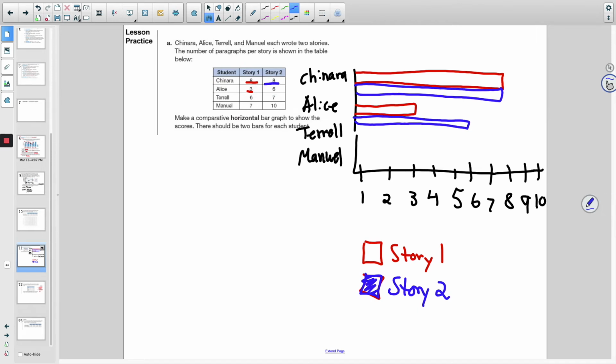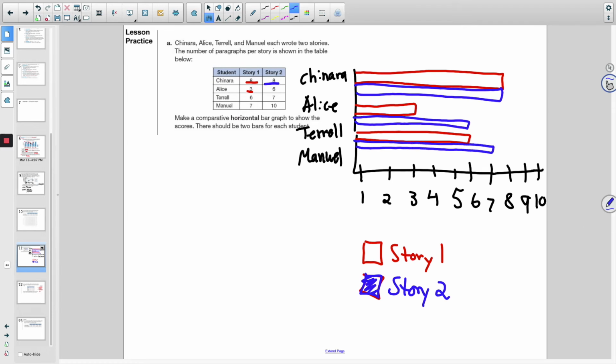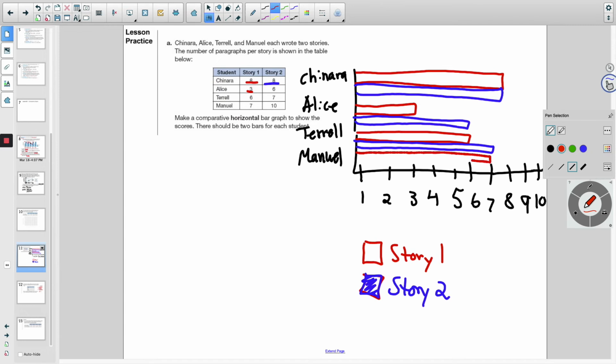And then Terrell, story 1, he had 6, so I'm gonna have his double bar graph go up to 6. Story 2, he had 7, so I have this go all the way up to 7. And then we have Manuel. Manuel, story 1 was 7. I'll have this go all the way up to 7. And story 2, 10. So I'll have this go all the way up to 10.